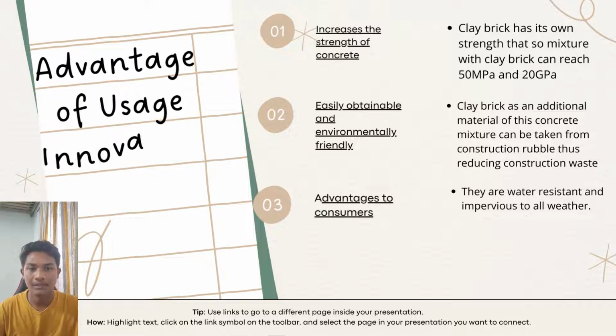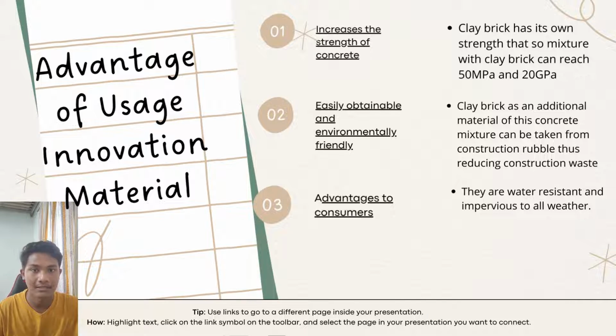Next is advantage of using innovation materials. So first, increase the strength of concrete. Because clay brick has its own strength, a mixture with clay brick can reach 15 MPa and 20 GPa. Second is easily obtainable and environmentally friendly. Clay brick as an additional material of this concrete mixture can be taken from construction rubbles, thus reducing construction waste. And third is advantage to consumer. They are water resistant and impervious to all weather.